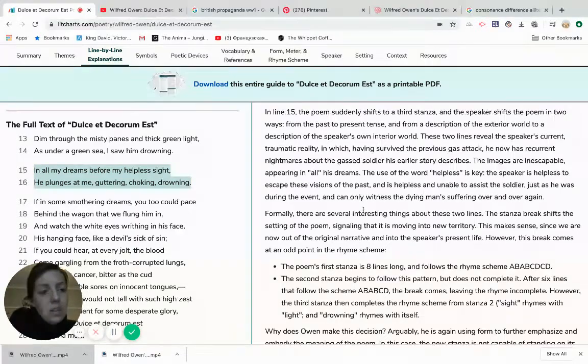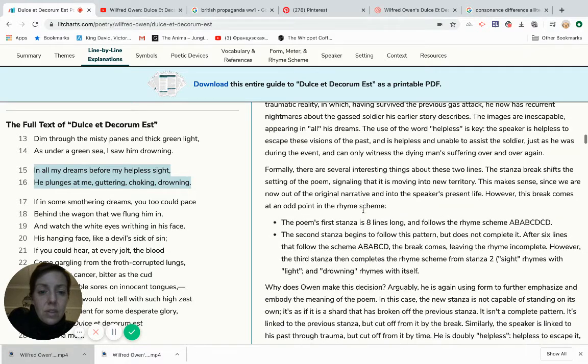These 2 lines reveal the speaker's current traumatic reality, in which, having survived the previous gas attack, he now has recurrent nightmares about the gassed soldier his earlier story describes. The images are inescapable, appearing in all his dreams. The use of the word helpless is key. The speaker is helpless to escape these visions of the past.